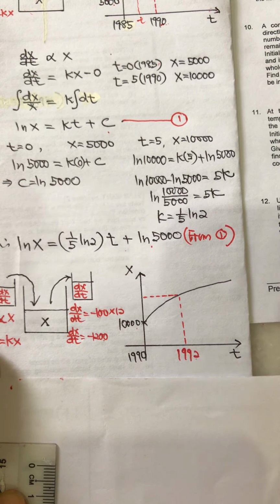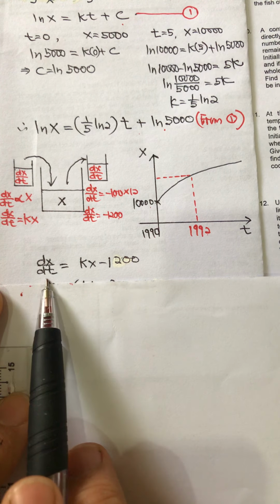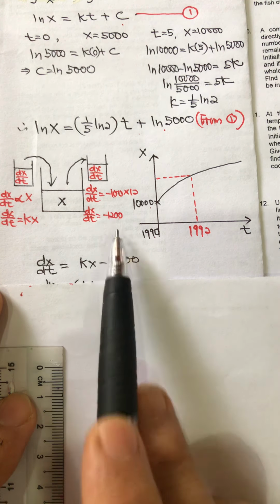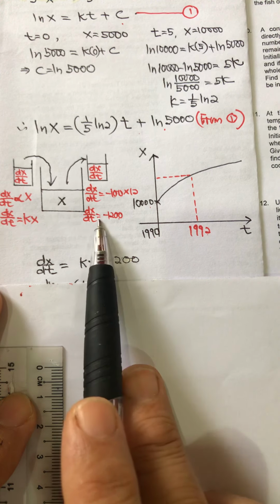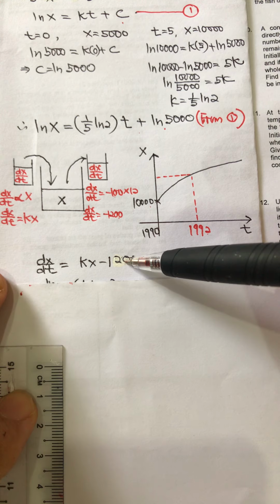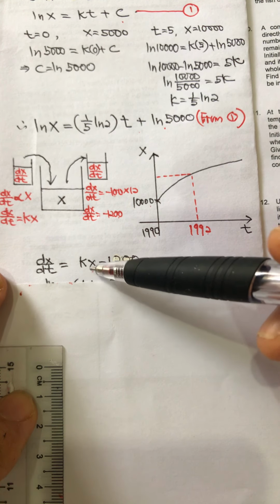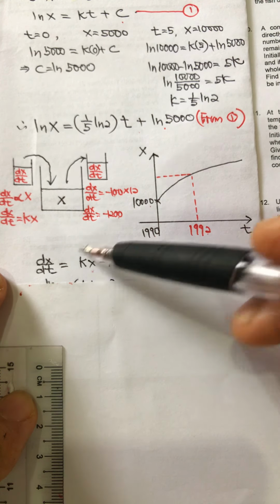So it's the same. What we have to do here is form the equation. dx over dt equals kx minus 1,002. This one, because they die, we have to minus. Just now it was 0, wasn't it? Before that, we were not told how fast they die. We were just given how fast they increase. So this is kx minus 1,002.